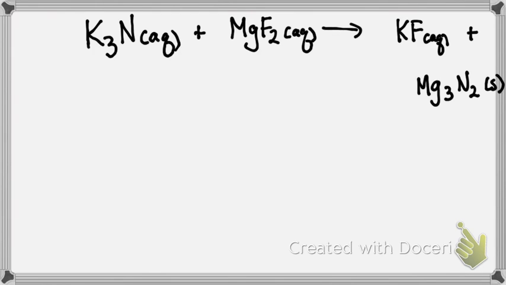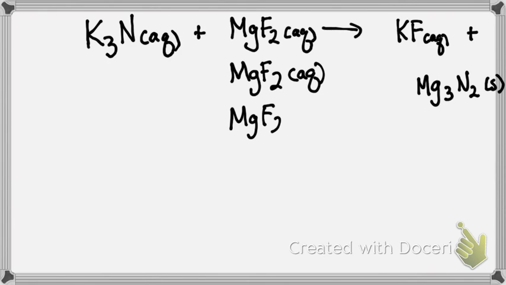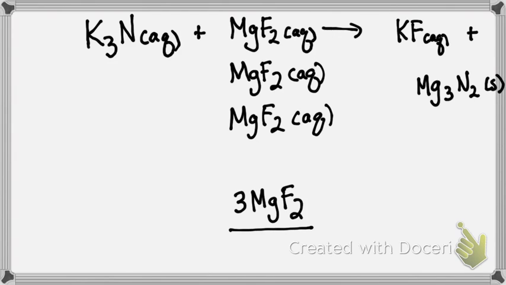I need 3 Mg's on the left because I have 3 on the right. Well, the only way I have Mg on the left is magnesium fluoride. So I need 3 of those. This is 3 MgF2. Now I have 2, 4, 6 fluorines, so I need 6 fluorines. The only other way I can do that is have a total of 6 KFs.